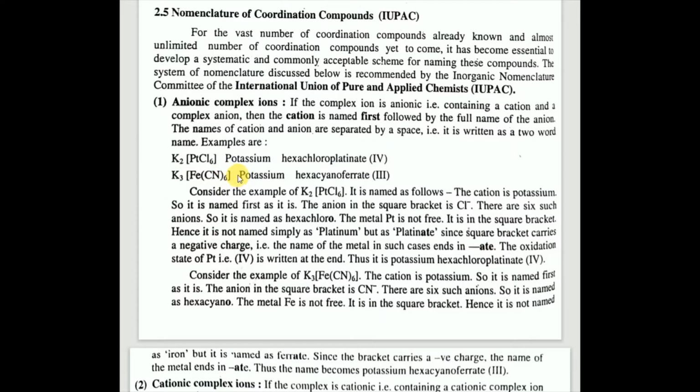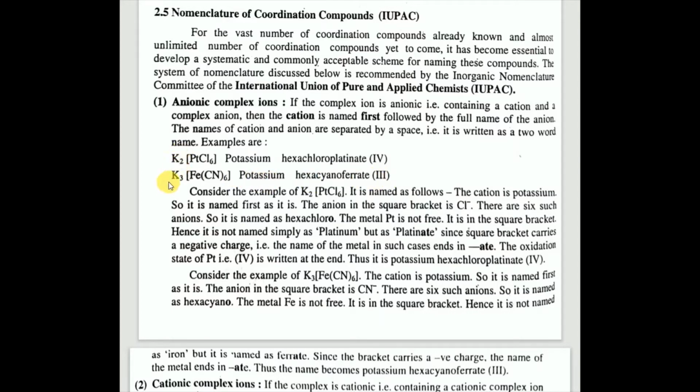Similarly, in this second complex, potassium is the cation and [Fe(CN)6] is the anion. So first we write the name of potassium, a small space between cation and anion, then write the full name of the anion. In the square bracket is Fe(CN)6. There are 6 cyanides, therefore it is hexacyano. Then the metal is iron, it is ferrate, joining the suffix -ate, and the oxidation state of iron is 3, written in Roman numerals.